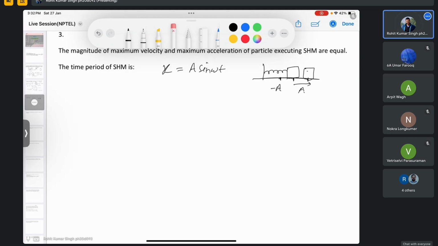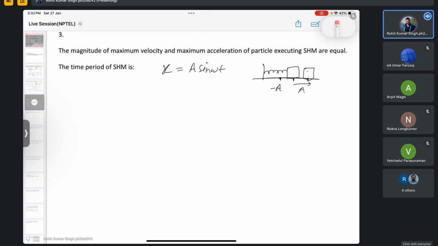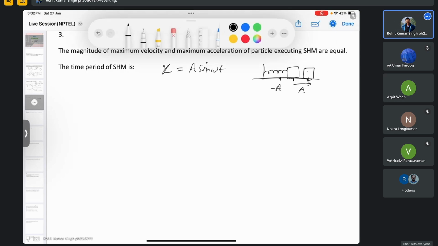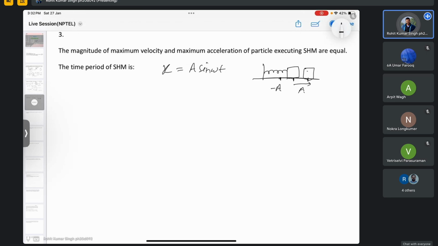Now, what the question says is, the magnitude of maximum velocity and maximum acceleration of a particle executing SHM are equal. Find the time period of the SHM. So you are given a condition where the maximum velocity and maximum acceleration of a particle, so suppose this box, executing SHM are equal. Then you have to find the time period of the SHM.